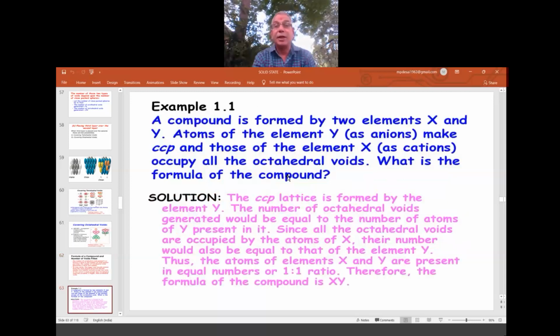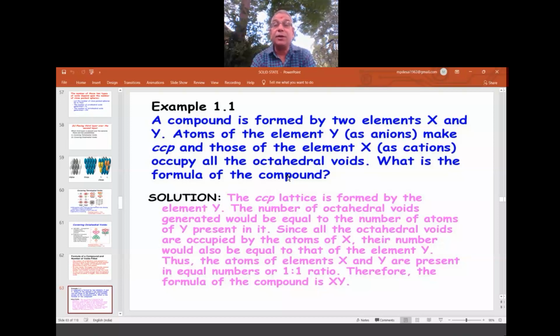Here, a compound is formed by two elements X and Y. Atoms of Y, that is the anion, make CCP, and those of the element X, as cations, are smaller in size, so they occupy all the octahedral voids. What is the formula of the compound? This compound is made from X and Y. First point: what is the packing here? Packing is CCP, cubic close packing, or FCC.